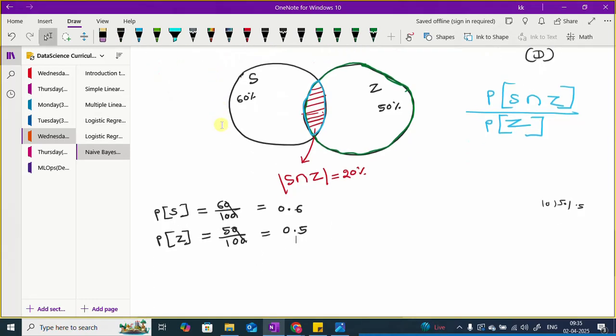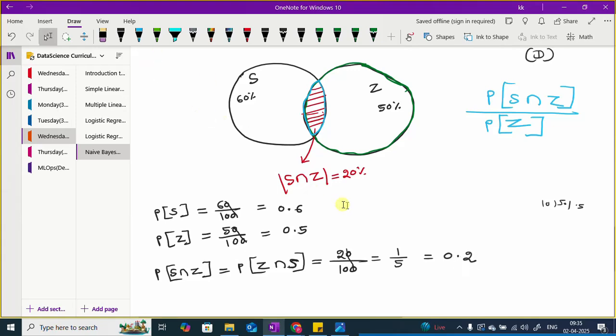Now the probability of Swiggy intersection Zomato, which is the same as the probability of Zomato intersection Swiggy, is given as 20%. So 20% means 20 divided by 100, which is nothing but 1/5, which means 0.2.